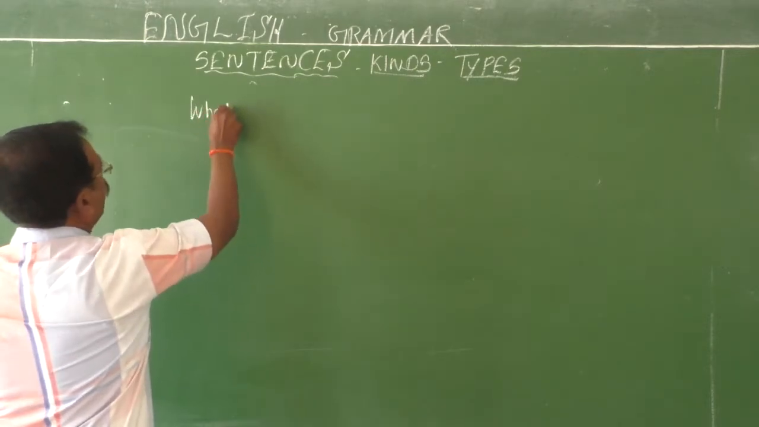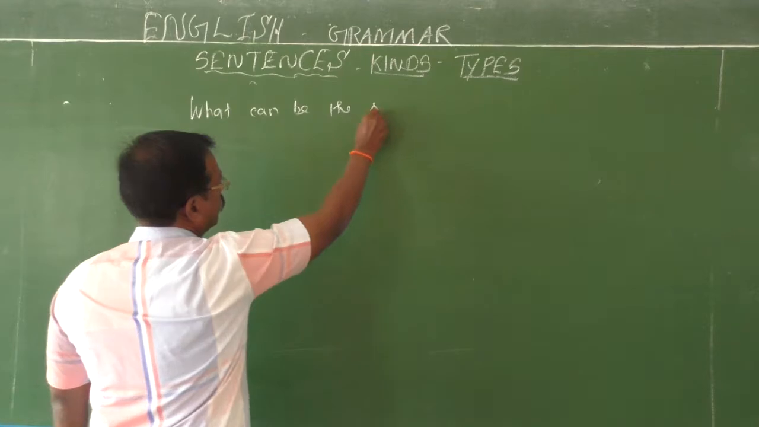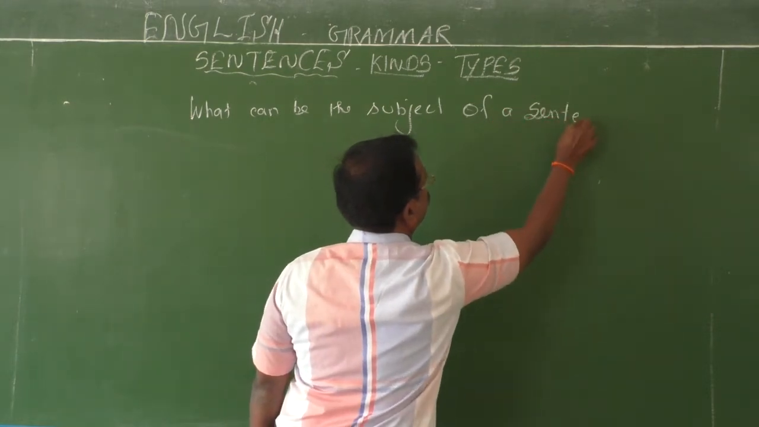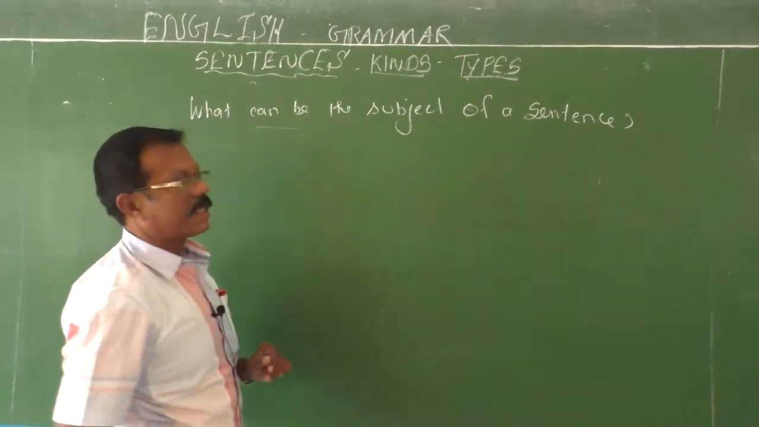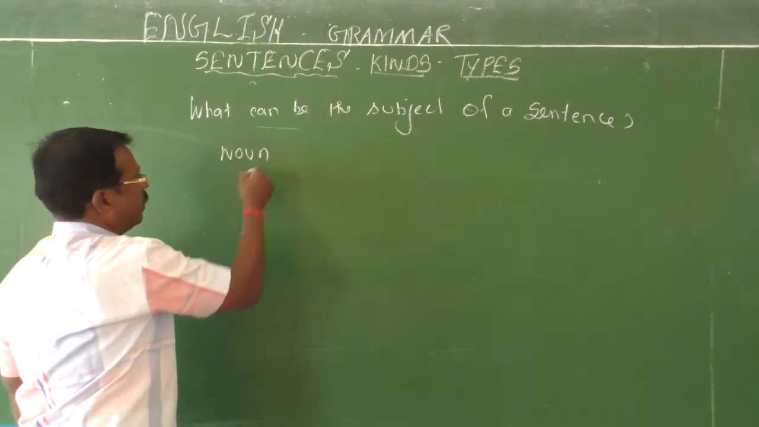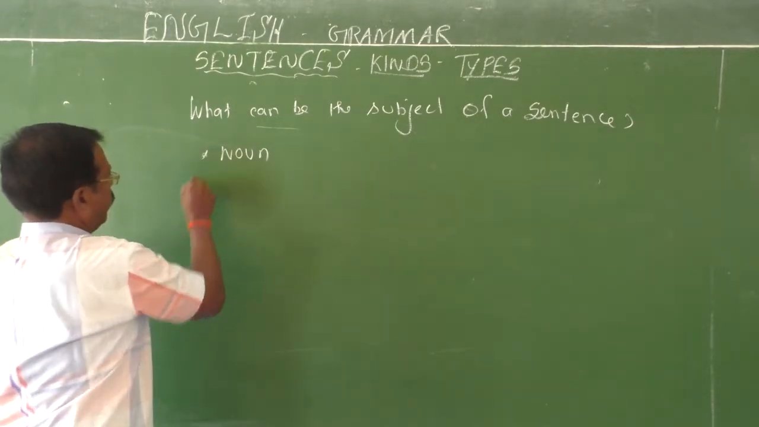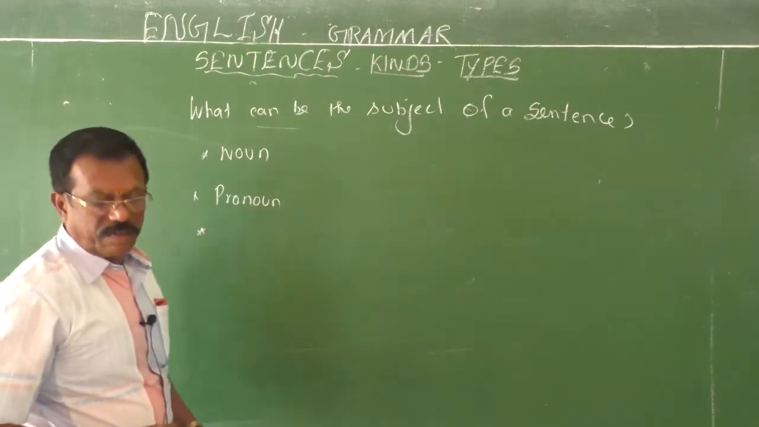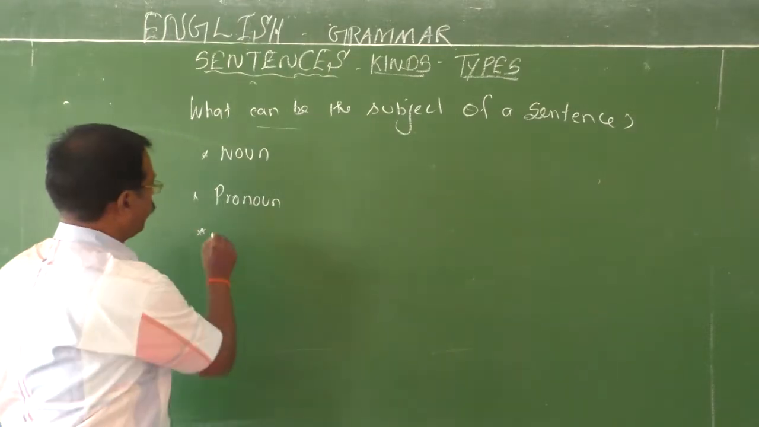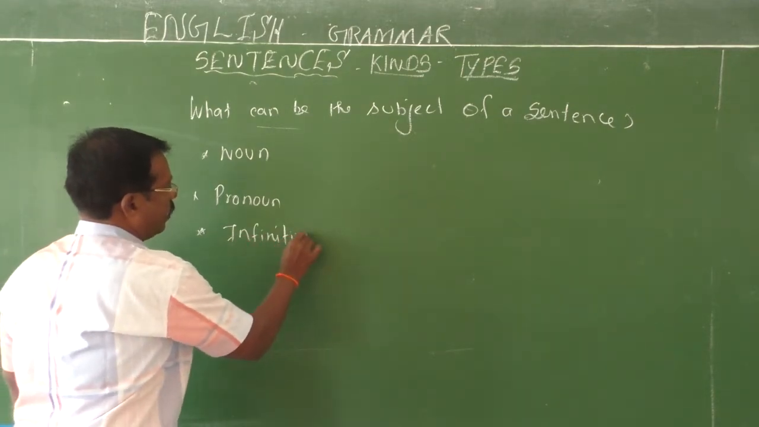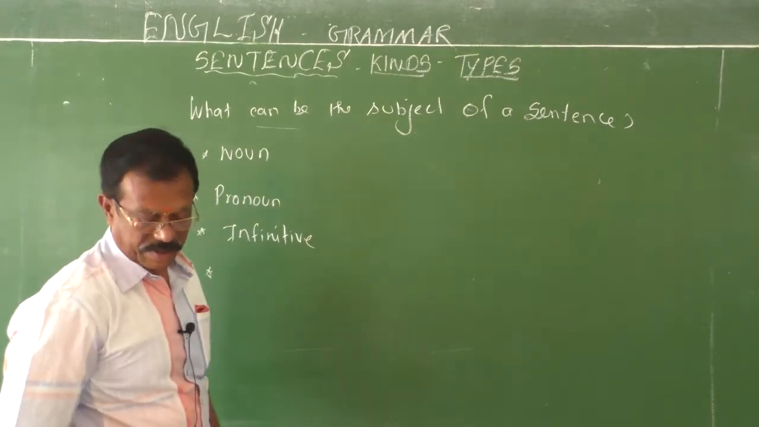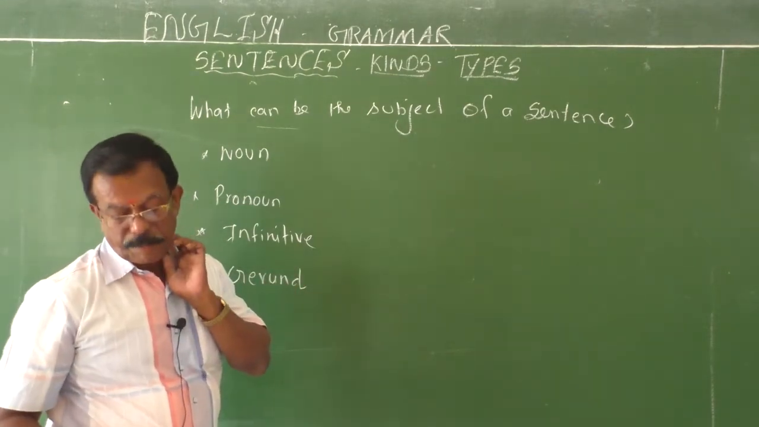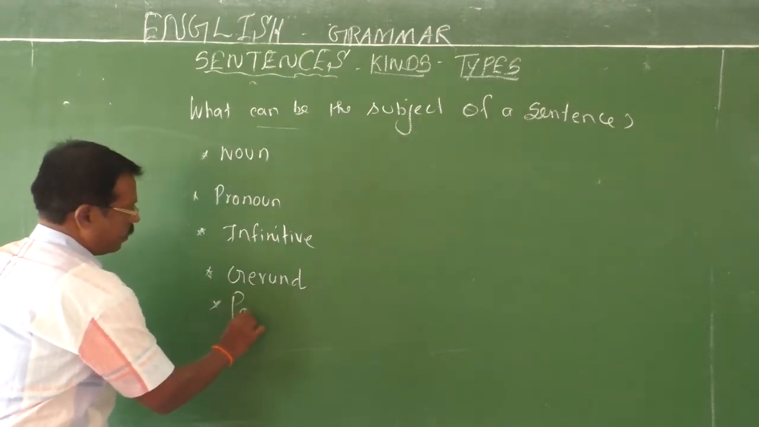Let me explain. What can be the subject of a sentence? This is an important question. A noun can be the subject of a sentence. A pronoun can be the subject of a sentence. An infinitive can be the subject of a sentence. A gerund can also be the subject of a sentence. Sometimes a participle also can be the subject of a sentence.